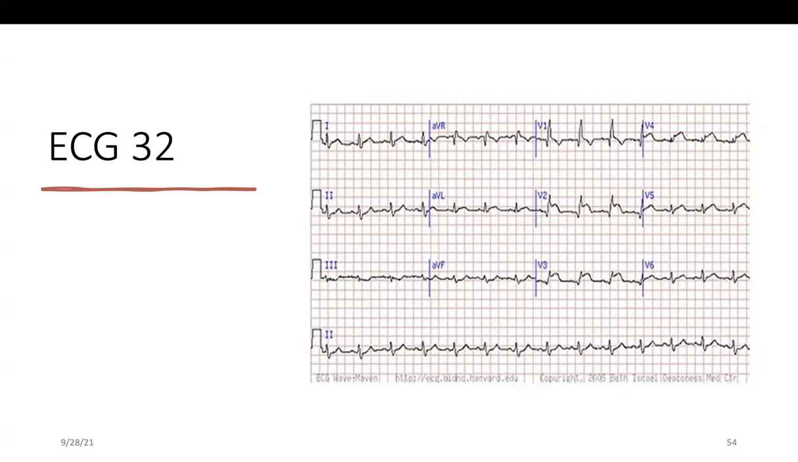ST elevation from V2 to V4. I think this is anterior MI. But with slight ST depression in lead 3 and AVF. No. Lead 1, I'm honestly not sure about it. Okay. I think this one is anterior MI. Okay, what about V1? Why do we have that prominent R wave in V1?